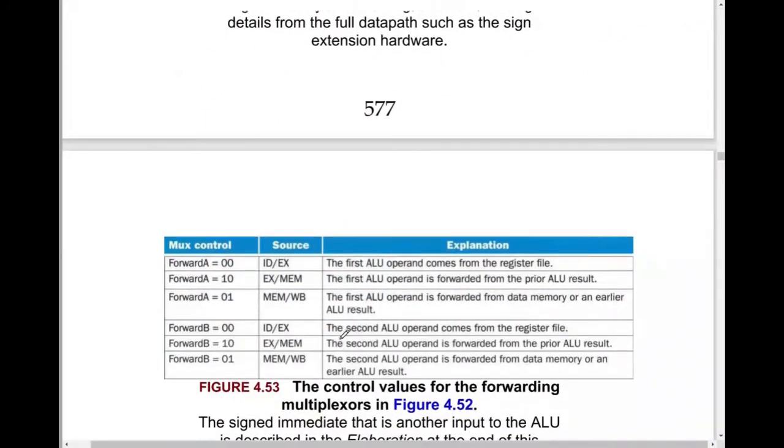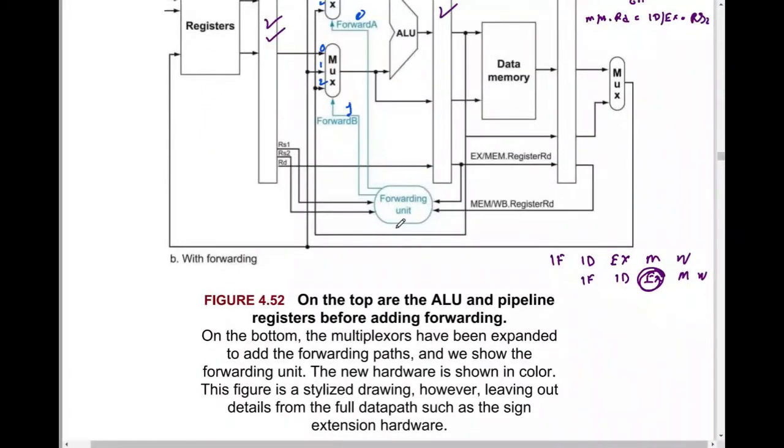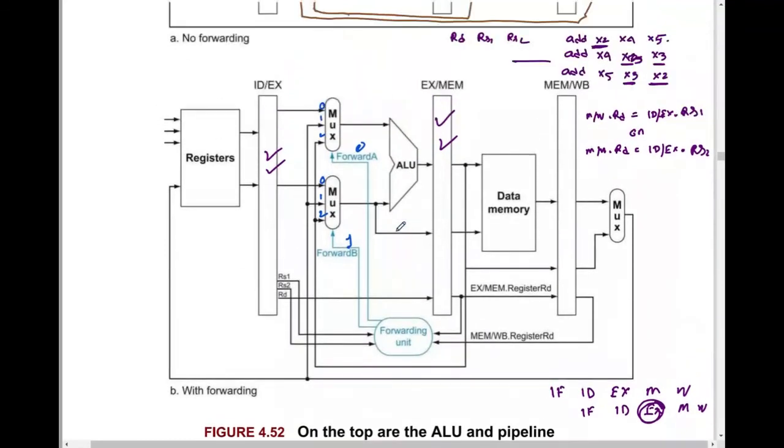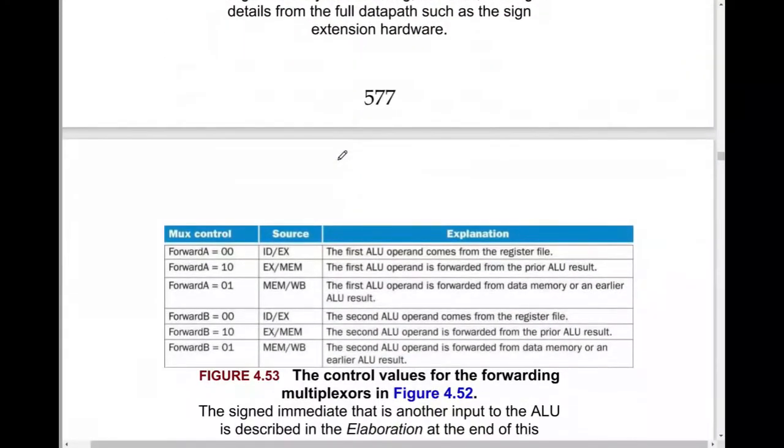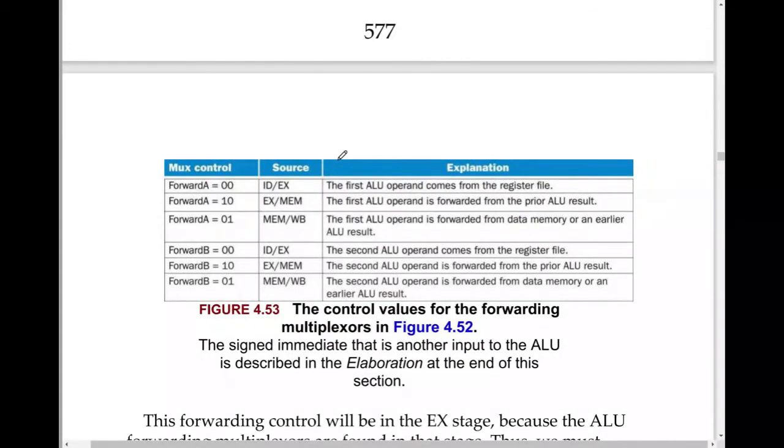which is given in this table. So based on this, I think the forwarding unit can be designed, and the forwarding unit will give the appropriate values here. If you want to understand it in more detail, then read the book, because I am explaining it in a shorter way. More detailed explanation is given in this book. So if you are not understanding what I am saying, you can also read the book.